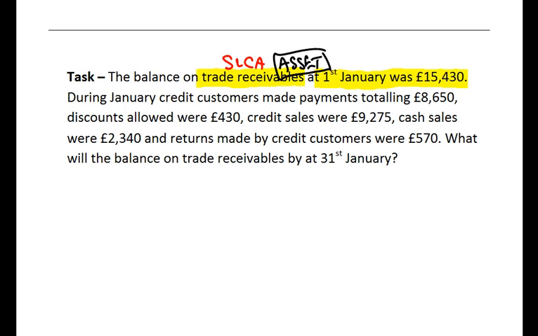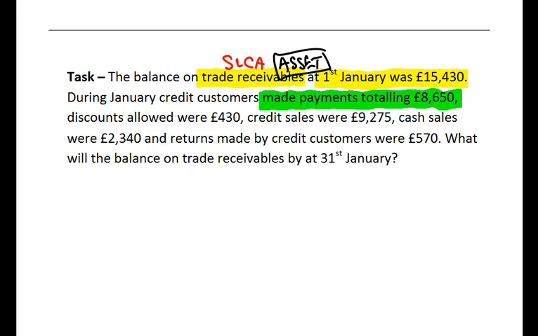We've then got some transactions during January, and let's think carefully about whether these transactions are going to increase what we're owed by those customers or decrease what we're owed. Well, the first transaction we're told is that credit customers made payments totaling £8,650. Now, if credit customers make payments to you, that's going to reduce what they owe you. So I'm going to show the reductions to the sales ledger control account in green here. So that can be shown in green.